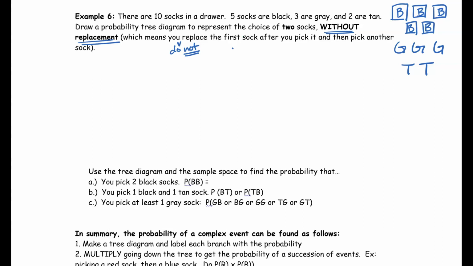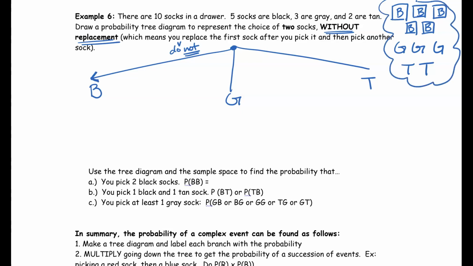So let's start by making our first layer of our tree. So we're going to first pick a sock. So our first pick, and I'm going to make this really wide so I have lots of room because it's going to be a bigger tree. So my first sock could either be black, or it could be gray, or it could be tan. And we're going to make this a probability tree diagram. So the probability of me picking a black sock, if we come over here to our visual, there are 5 black socks out of 10 total.